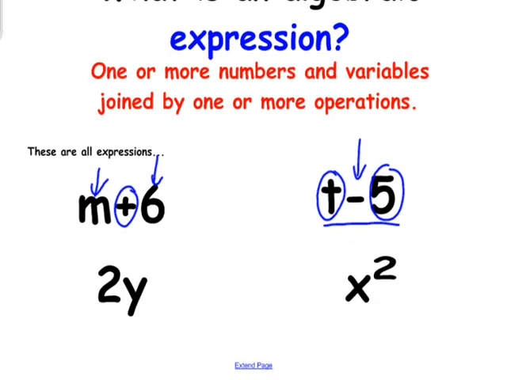Here's a couple more examples, and you might say, well, I see the number and I see the variable, but I don't see an operation on this one. Well, remember, when you have a number right next to a variable, that's multiplication. So those are joined by multiplication. And the same in the next one. Our variable is x, and we have an exponent 2, which is the same as x times x. So those are also joined by multiplication.